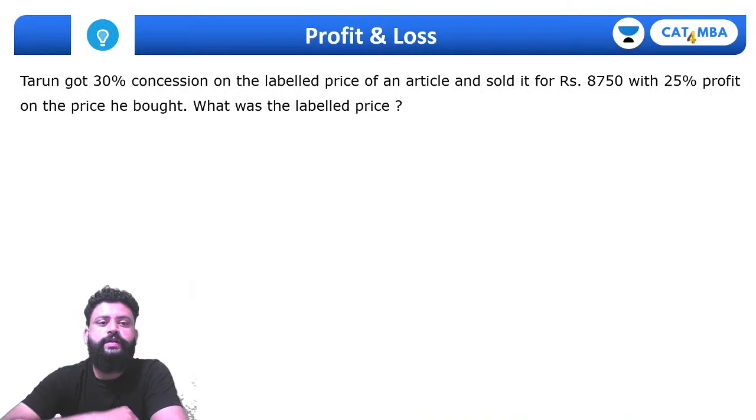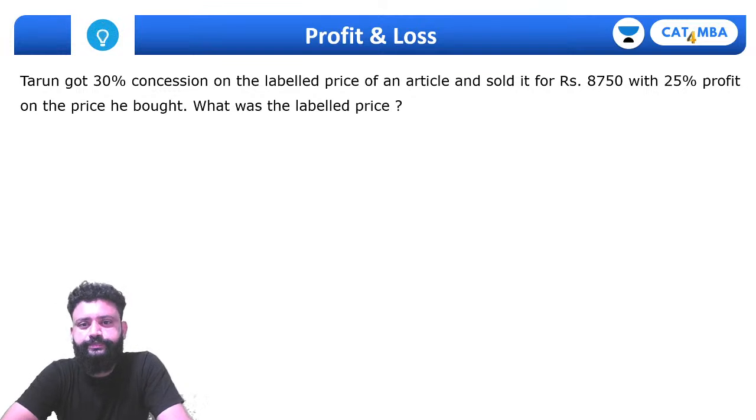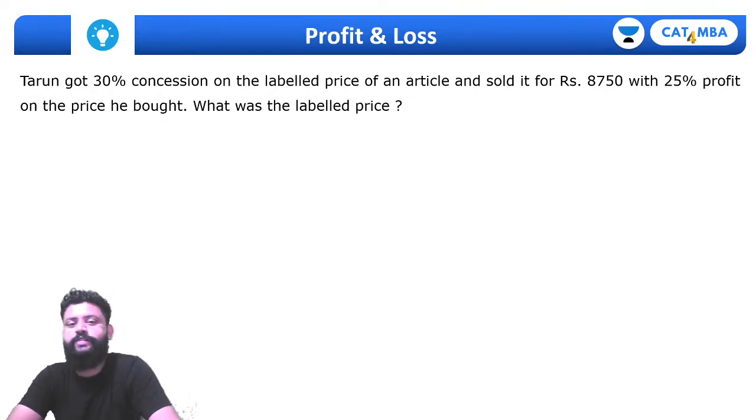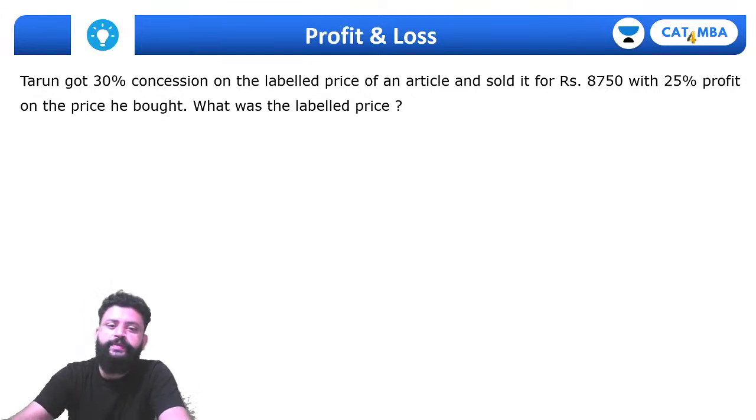Try this one. Tarun got 30% concession on the label price and sold it for 8,750 with 25% profit on the price he bought. What was the label price? Again, a simple and typical profit and loss question, जो हमें बहुत frequently use करना पड़ता है, वही concept यहाँ पे use हुआ है. So we know this is the selling price. जब तरुण ने खुद बेचा तब का सेलिंग प्राइस है, और उसने 25% प्रॉफिट भी कमाया.